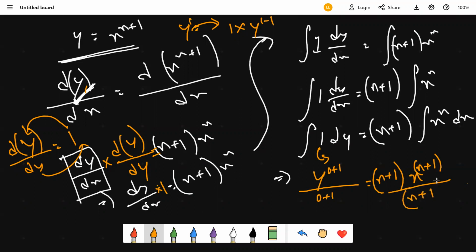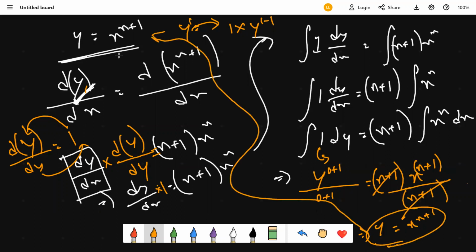Now see, this n plus 1 and this n plus 1 are the same, so they can get cancelled out. So y to the power 0 plus 1 is actually y to the power 1, which is y. And 0 plus 1 means 1, and anything divided by 1 remains the same. So y divided by 1 and writing just y is the same thing. So y equals x to the power n plus 1. See, we just got our initial function back. So these are the same thing. Differentiation and integration are exactly opposite to each other.